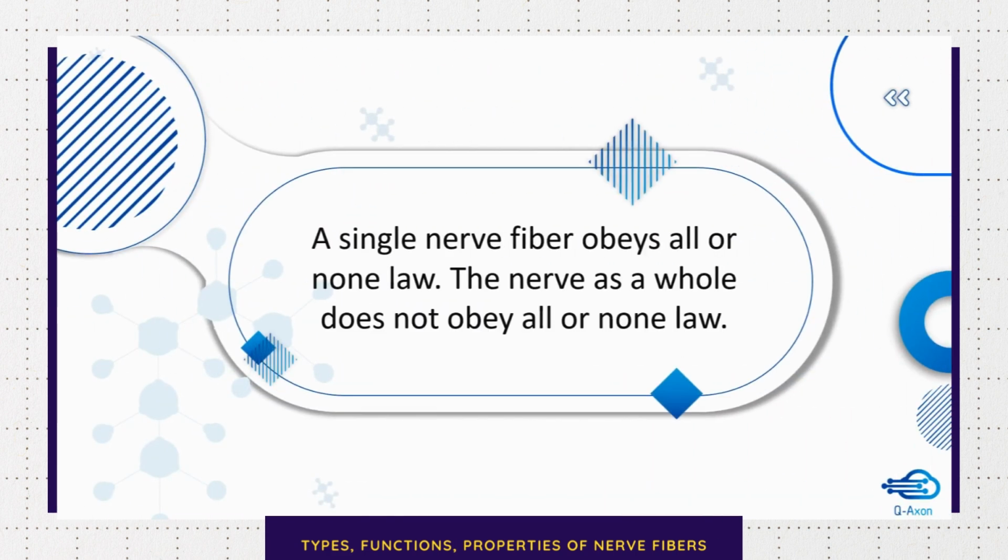Now, you must remember that the all or none law is applicable only to the single nerve fiber and not to the entire nerve bundle. A nerve bundle is made up of many nerve fibers, and each nerve fiber has a different threshold for the stimulus. So the all or none law cannot be applied to the entire bundle because the thresholds are different for individual nerve fibers. So remember that only a single nerve fiber obeys all or none law.